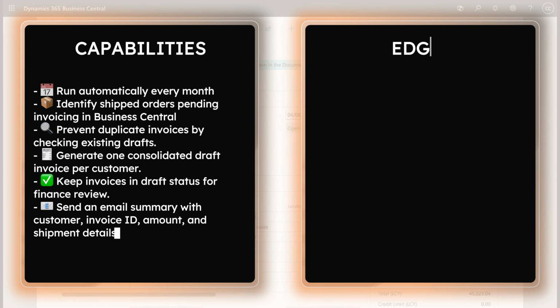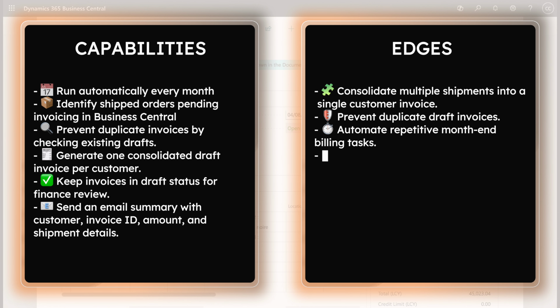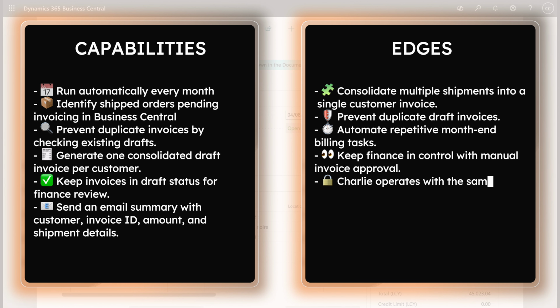The edges. In this case, Charlie helps us to consolidate multiple shipments into a single customer invoice and prevent duplicating draft invoices while automating repetitive month-end billing tasks. And we still keep finance in control with manual invoice post-approval. And remember, Charlie operates with the same Business Central permissions as your account. She has no extra permissions.